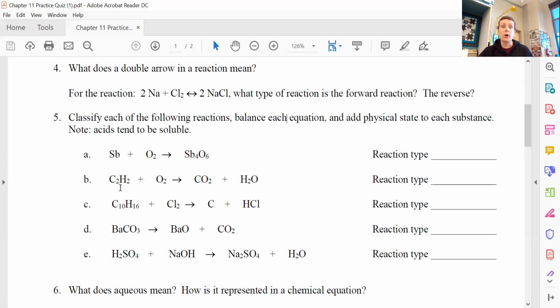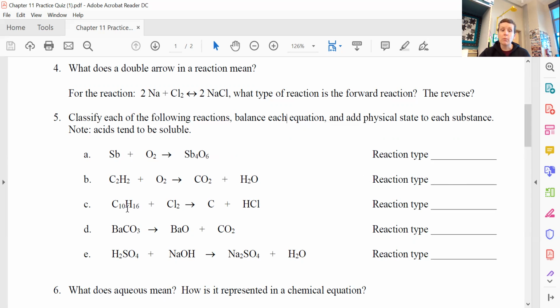C2H2, hydrocarbons that have very small numbers of carbon are going to be gases. So this one, only two carbon atoms, that's a gas. Oxygen's a gas. Carbon dioxide and water are both gases in a combustion reaction because of the high temperature.